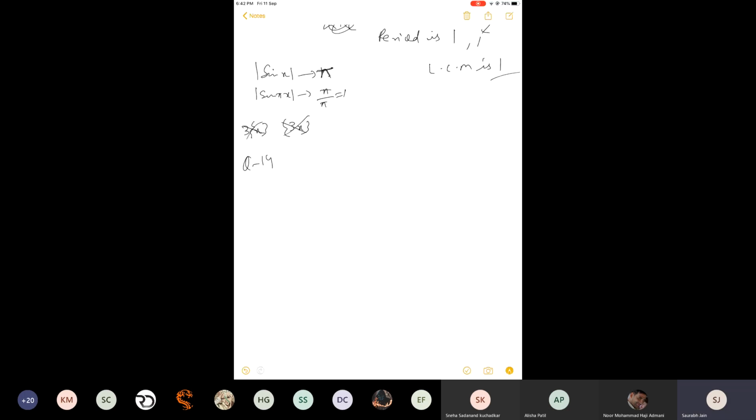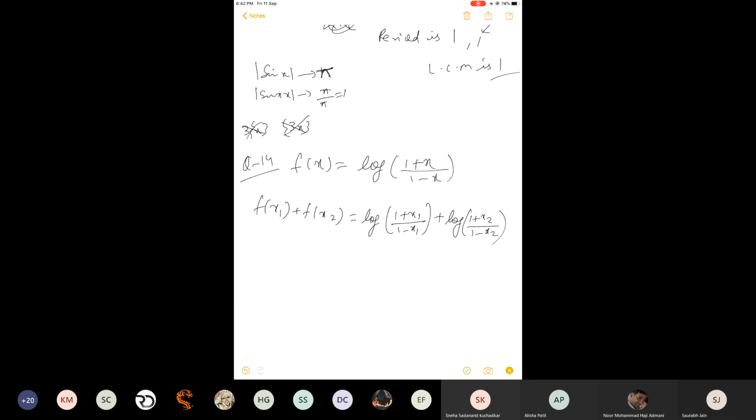Actually it is based on property of log. f(x) is log of (1 plus x) upon (1 minus x). You have to find the value of f(x1) plus f(x2). f(x1) means this, f(x2) is this. Now add the two using the property log m plus log n. Okay, multiply these two expressions.